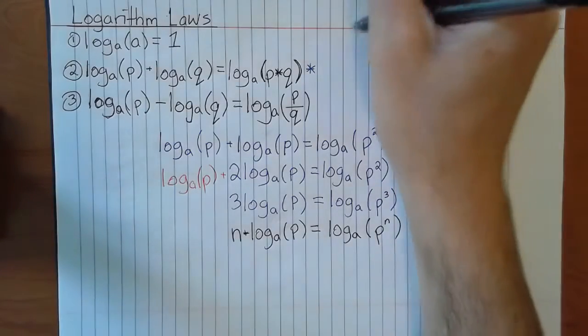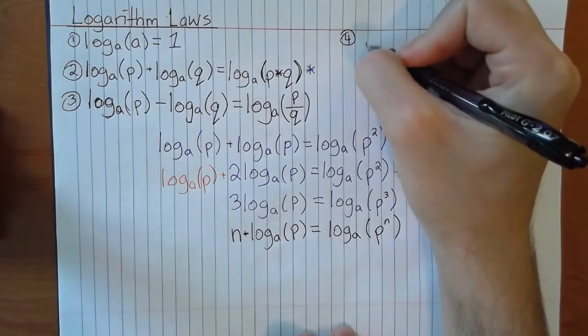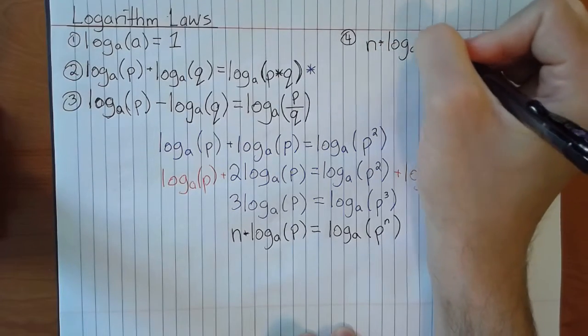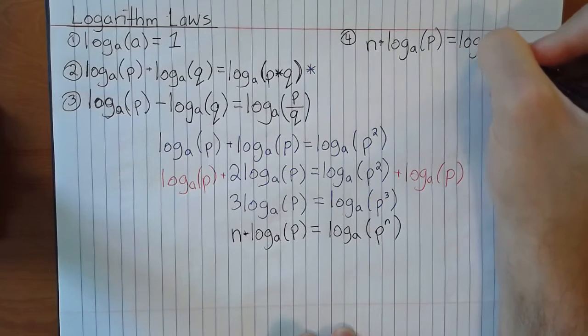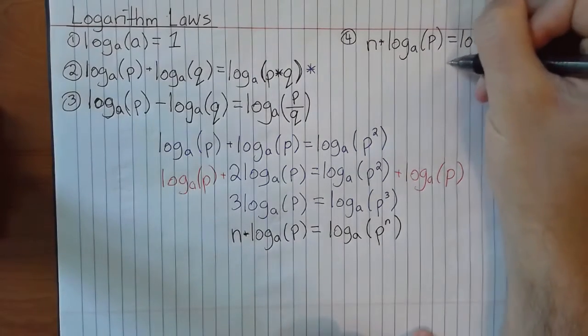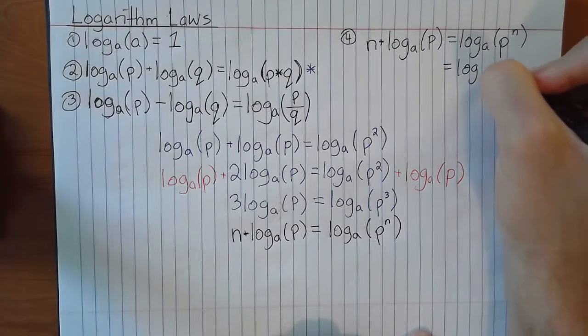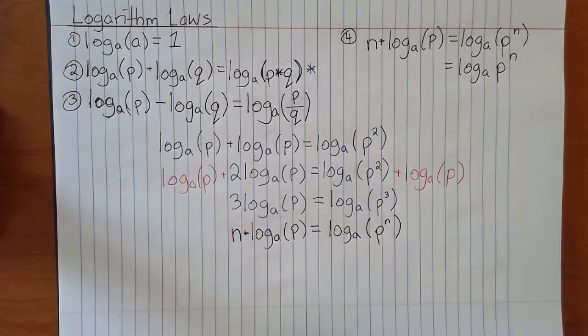And so we could even write that up here as law number 4. N times log base A of P is equal to log base A of P to the n. And sometimes, just to kind of keep you guys from getting confused later on, you might see this written as log base A of P to the n like that without the parentheses. It means the same thing, so try not to let that confuse you.